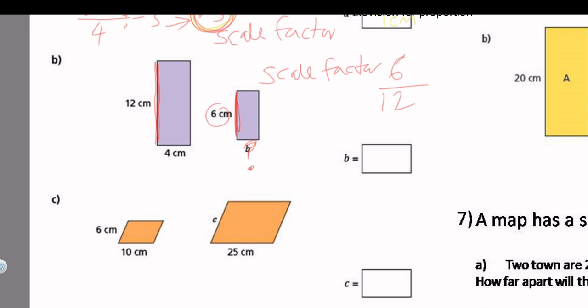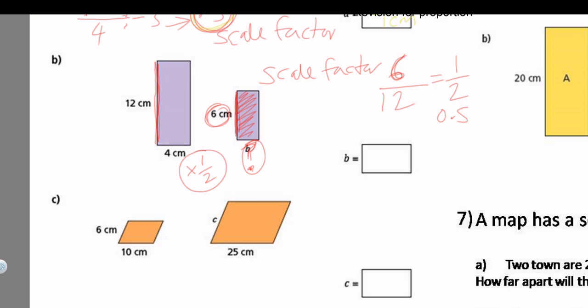So why does the 6 go on the top and not the other way around? Why does 6 go on the top? Because this 6 over here belongs to the shape with the missing side. So 6 divided by 12 is a half. Simplify to a half, or you can call it 0.5 if you want to. Half is the same as 0.5. So our scale factor is half.